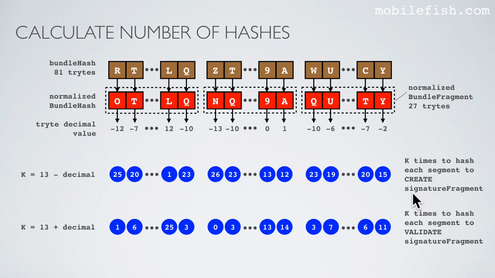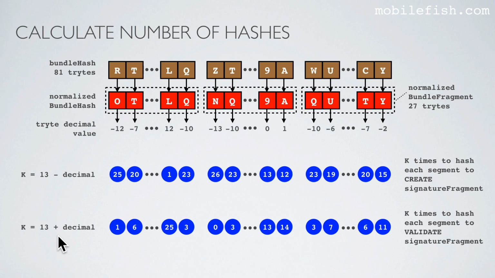To create a signature fragment, you need to apply this calculation. This value k is the number of times to hash each segment to create a signature fragment. For example, 13 minus minus 12 is 25, 13 minus minus 7 is 20, 13 minus 12 is 1, etc.